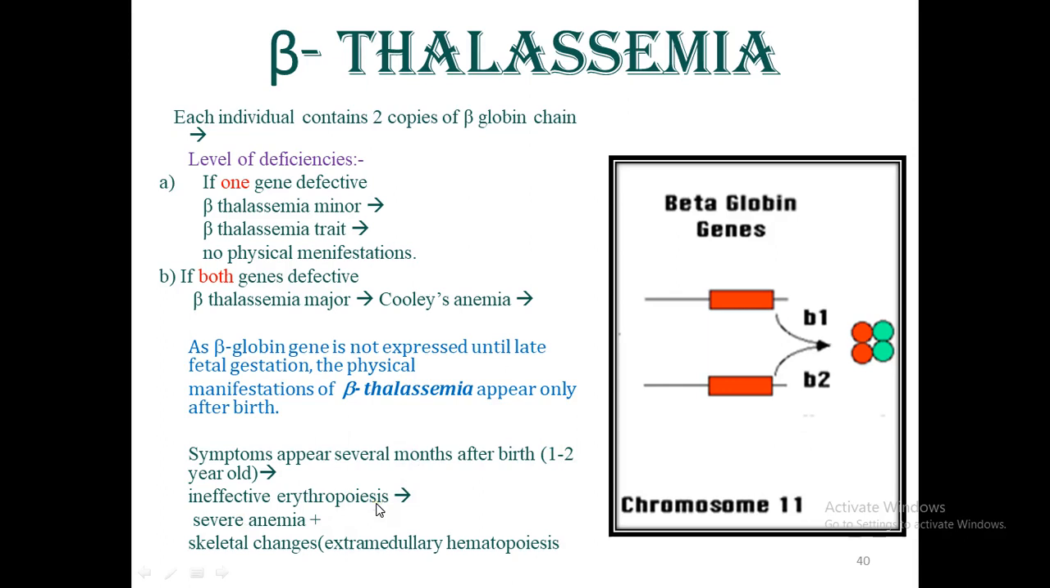And what is going on in his body? Ineffective erythropoiesis, meaning RBCs are not being formed adequately. So this leads to severe anemia and skeletal changes. There can even be extramedullary hematopoiesis. You can see chromosome 11, which is responsible for the 2 beta globin genes. And these will then give rise to the beta chains in hemoglobin.